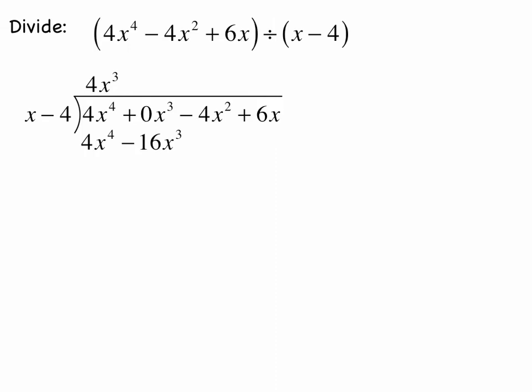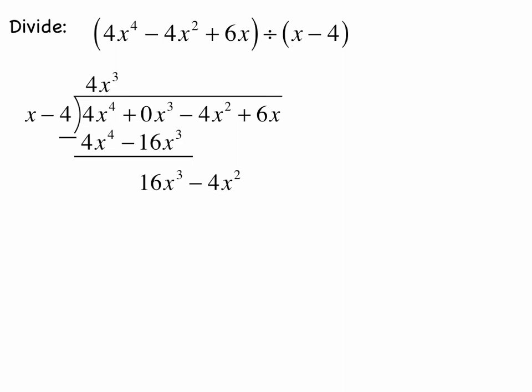Okay, now we're going to do the same steps as we have in the past. We're going to subtract. 4x to the fourth minus 4x to the fourth cancels out. 0x to the third minus a negative 16x to the third is a positive 16x to the third. I'm bringing down my next term. And why don't you pause the video and try the rest of this on your own?